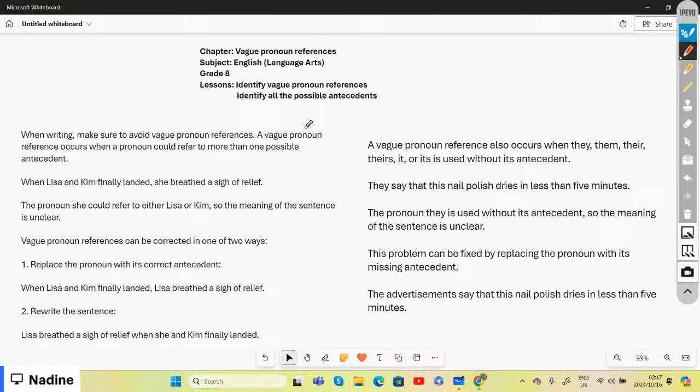All right. And remember, if you look at this sentence, it says they say, and the they can refer to either manufacturers, shop owners, or people working at the shops, right? That is what the they is, and that is why within that sentence, it is used without an antecedent.